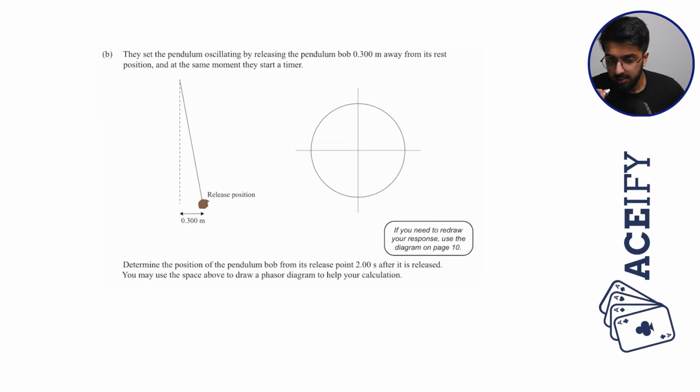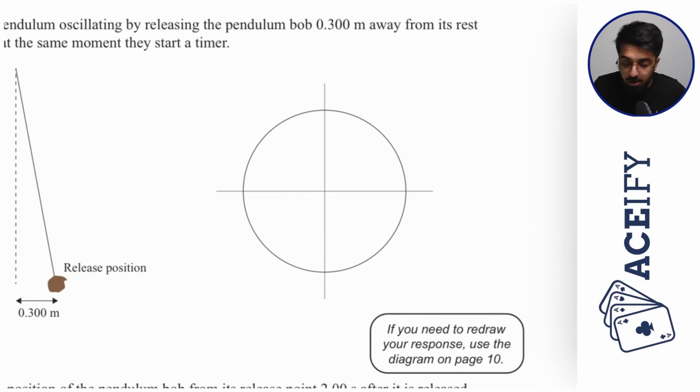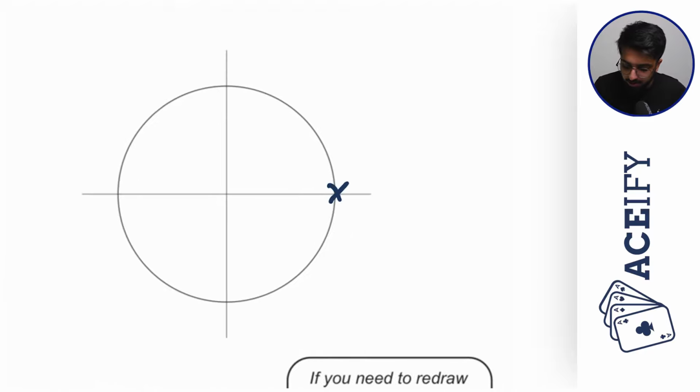There we go. They oscillate the pendulum by releasing the pendulum bob 0.3 meters away from its rest position. At the same moment, they start the timer. Determine the position of the pendulum bob from its release point 2 seconds after it is released. So because it's released 0.3 meters away, we know that's our amplitude, and so we are starting from the extremes. And so the radius of our reference circle is 0.3 meters, okay?